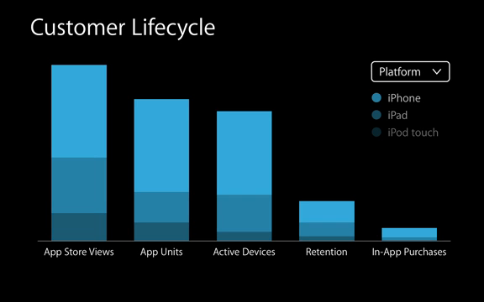What does this look like when we start to ask more questions? How does this look by platform? We start to filter this data by iPhone, iPad, iPod Touch. We can see the composition of our App Store views across all of the Apple platforms.